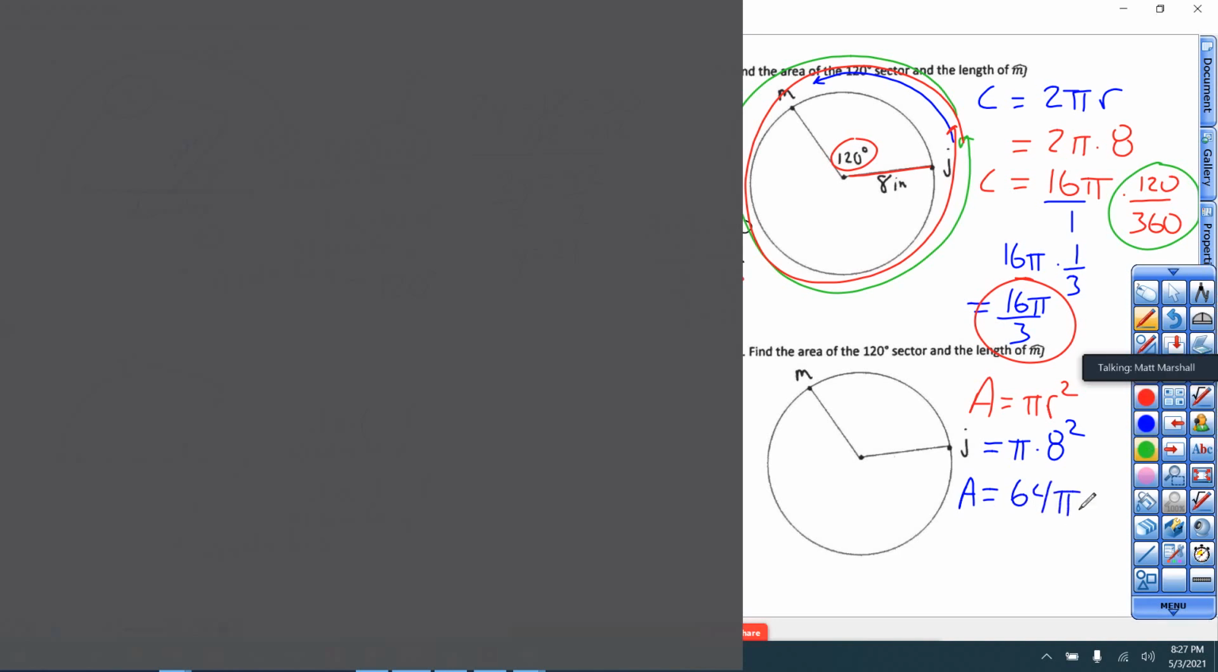But then times that same fraction, which really is 1/3, but I'll just write it 120 over 360 again, because it's that part of the circle I'm timesing. So 64 pi times 1/3. For this one, that area of that little section in there is 64 pi over 3. For the area. What do you think?